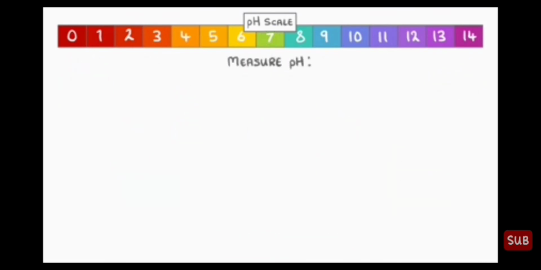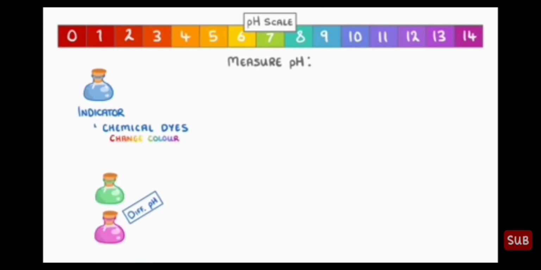Now, we can measure pH in a couple of different ways. One is to use some kind of indicator, which are a group of chemical dyes that change color depending on the pH. And different indicators will change color at different pHs. Some indicators contain a mixture of these different dyes though, so their color will slowly change across a wide range of pHs. So we often refer to them as wide range indicators.